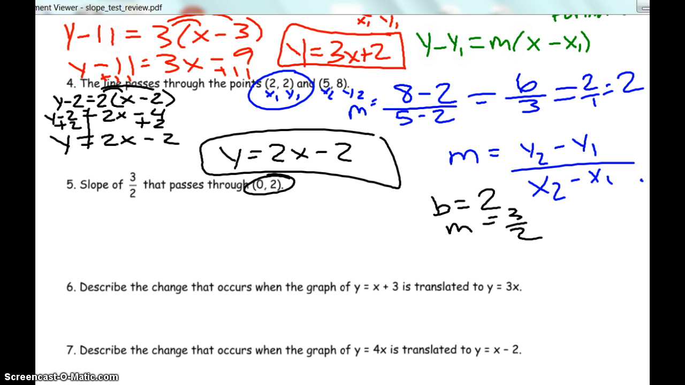All we have to do with this information is plug it into our generic equation, y equals mx plus b. So we have y equals, m is 3/2, x plus b, we have a positive 2. So y equals 3/2 x plus 2.